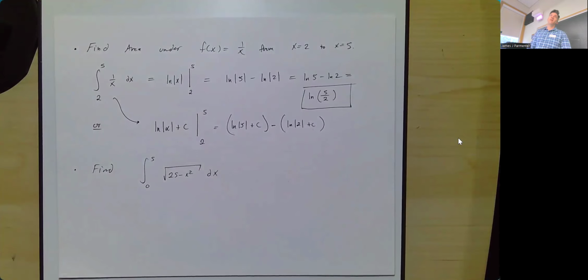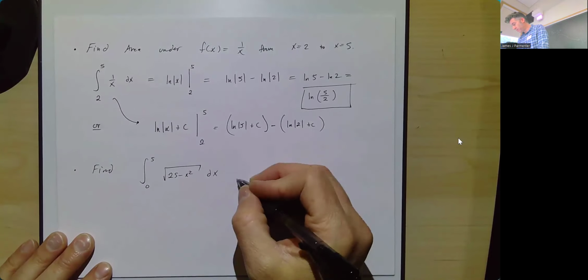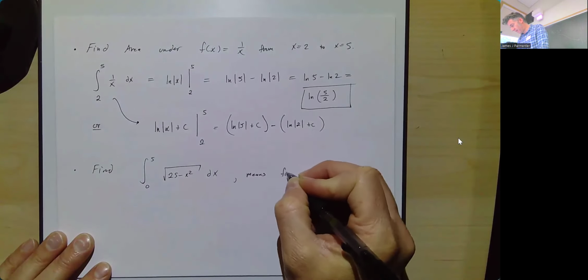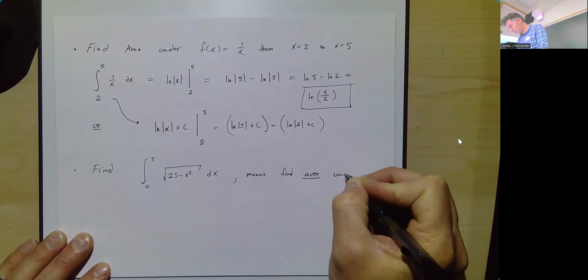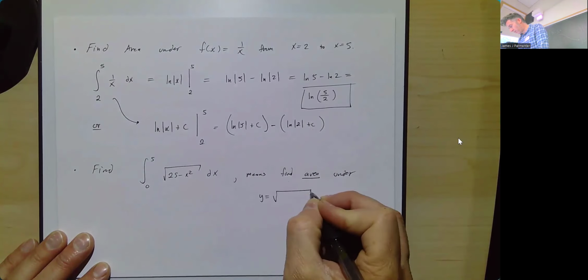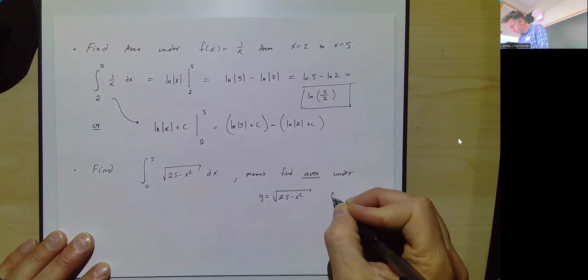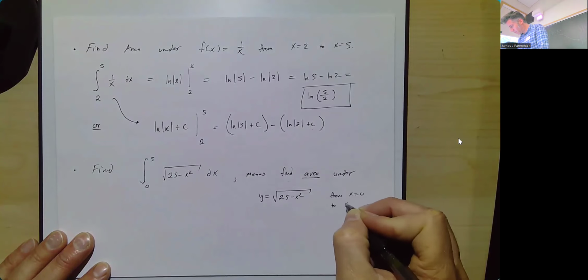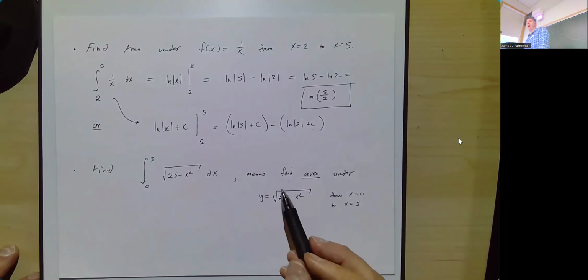And you might think, let's try u substitution. You're like, well, I don't know how to use sub there. The only good choice is 25 minus x squared, and the derivative is negative 2x, and I don't have an x anywhere outside. And the thing about this is, you're not supposed to integrate it. So this is where your job of knowing what this definite integral means is really important. This definite integral means find the area under y equal to the square root of 25 minus x squared from x equals 0 to x equals 5.